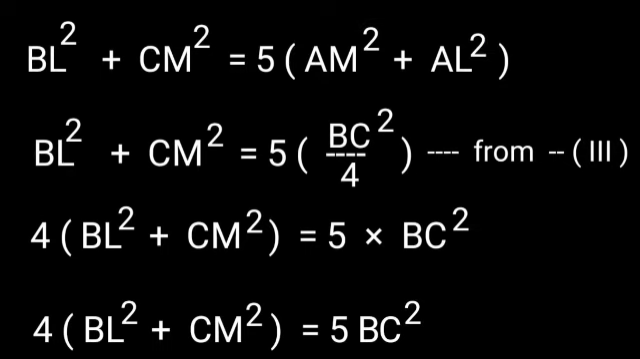Hence we have right here 5 times BC square upon 4. 4 is in the denominator. If it is transferred to the left hand side, that will be multiplied. Hence 4 times (BL square plus CM square) is equal to 5 into BC square. Thus, we have proved here 4 times (BL square plus CM square) is equal to 5 times BC square.